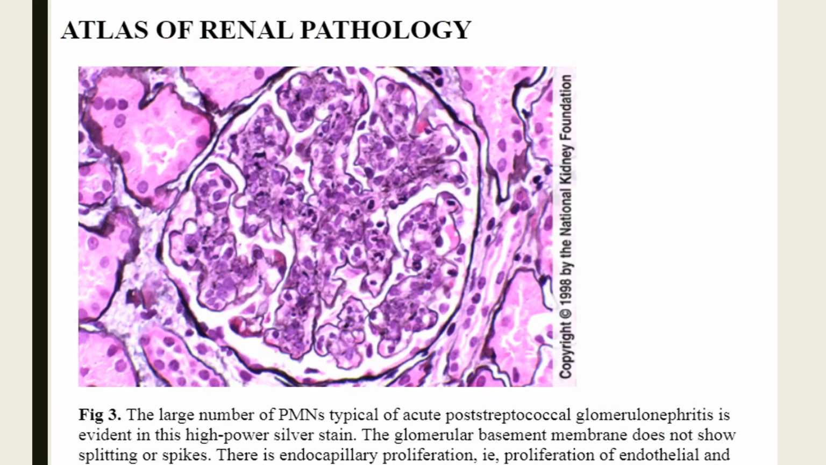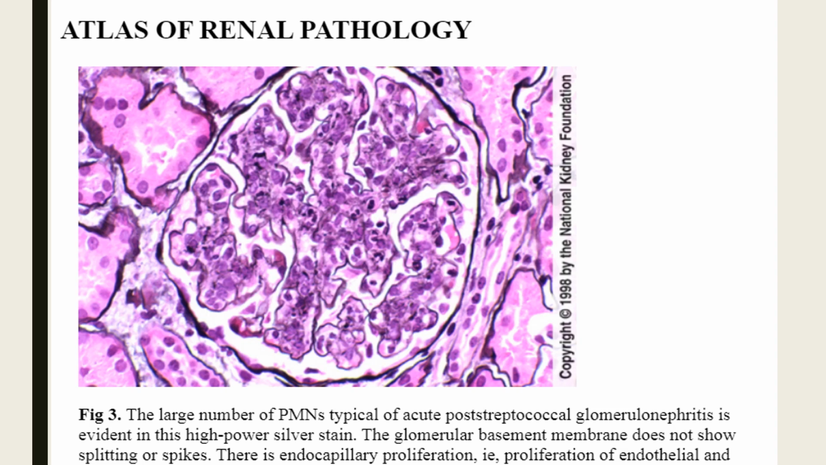And then this is another slide, which is at high power. I think this is times 40. And I think it's silver stain, but I have to confirm. Again, from the National Kidney Foundation, Atlas of Renal Pathology. So here we can see that the glomerulus looks lobulated. There are a lot of cells. There's infiltration of neutrophils, and also there's an increase in nuclei.